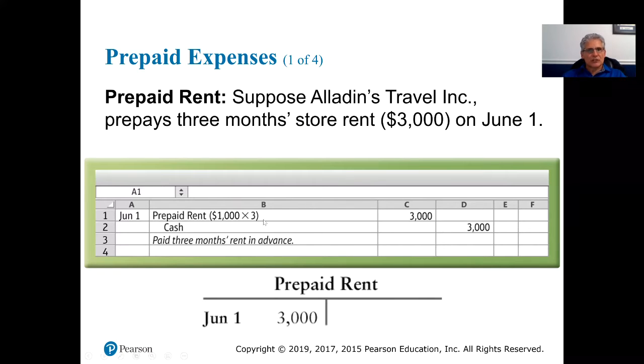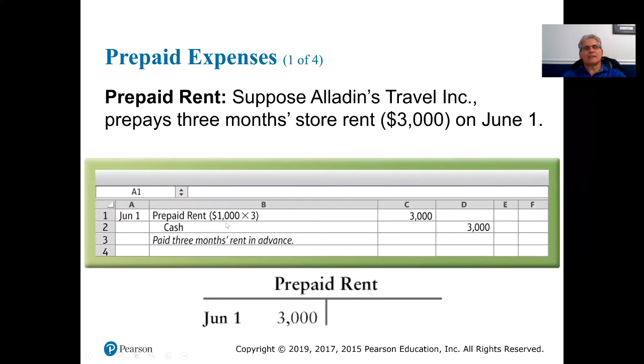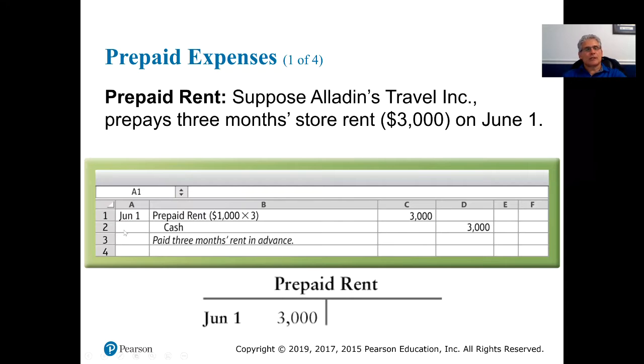So this represents the journal entry. If we look at the accounting cycle, what do we have for a source document? Maybe we have the lease or the check. Actually, the check that we wrote is the source document. The journal is the journal entry. Well, here's the journal entry. June 1st, prepaid rent, $3,000. That's a debit to prepaid rent. Cash is credited for $3,000.